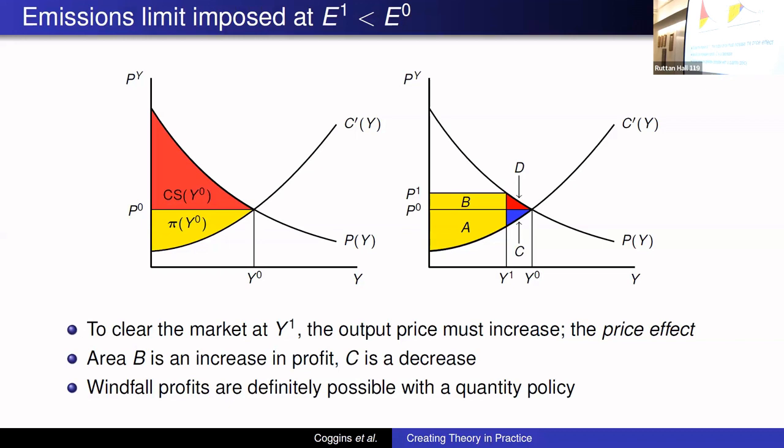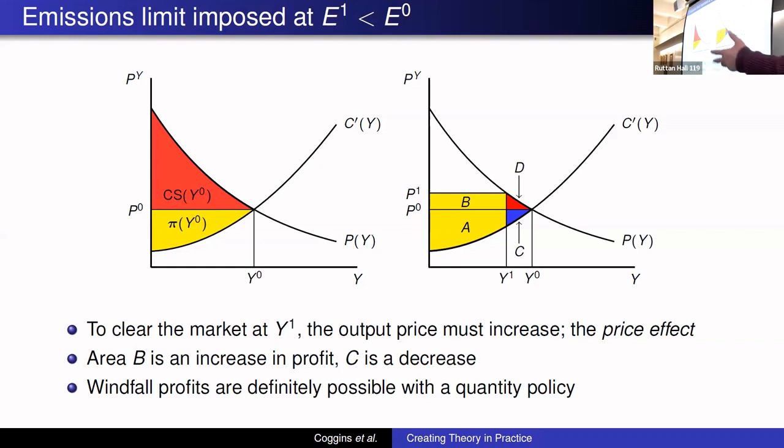Here's what happens. Area B is an increase in profit due to the price increase. Area C is a loss in profit because quantity went down. And in this case, it looks to me like the rectangle B is bigger than the triangle C. So as a result of the pollution restriction, Y went down, P went up, profits went up. Okay, this is part one of the paper. This one is pretty obvious.